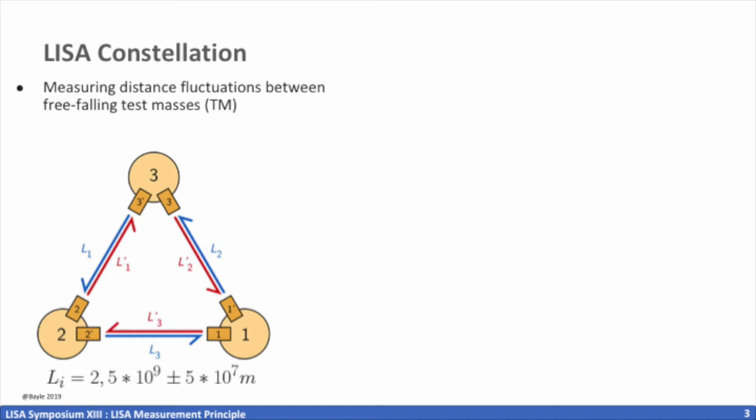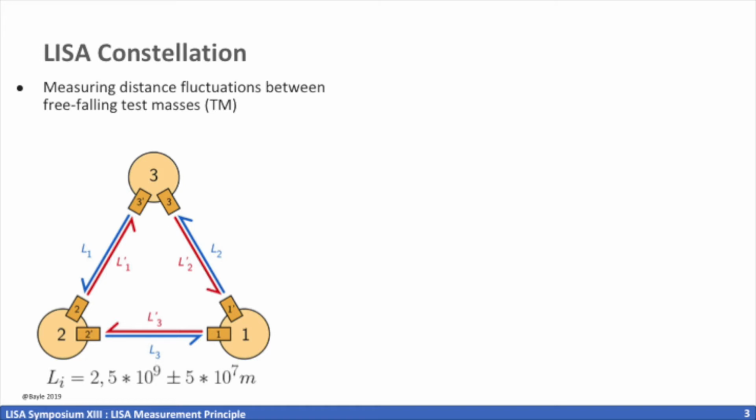So, the LISA constellation is composed of 3 spacecraft separated by 2.5 million kilometers. Each spacecraft is equipped with 2 telescopes and 2 optical benches in order to send and receive laser beams between them. Each optical bench houses a free-falling test mass made of platinum and gold, and measuring picometric distance fluctuation between this test mass is the key point to detect gravitational waves with LISA.